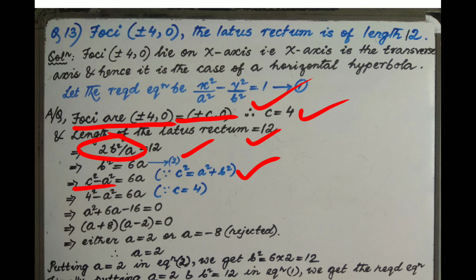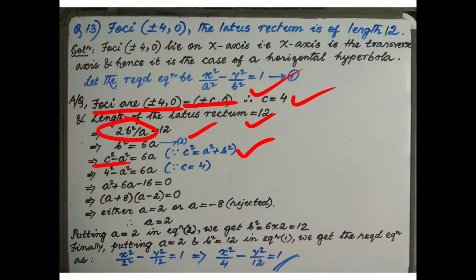Finally, last two steps left out. We put the value of a in equation number 2. Check out what is equation number 2. b square equals to 6a. So we put the value of a. We get the value of b square, 12. Next task, the last task, put the value of a once again and the value of b square, that means 12, in equation 1, and we finally get the equation of the hyperbola. x square by 4 minus y square by 12 equals to 1.